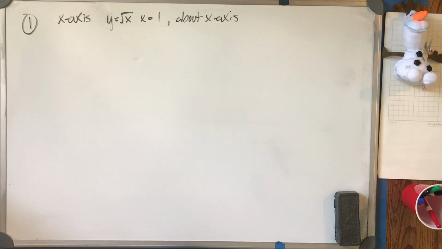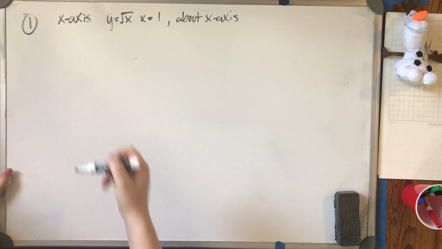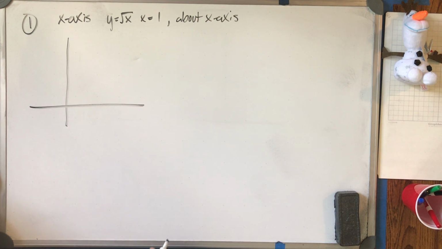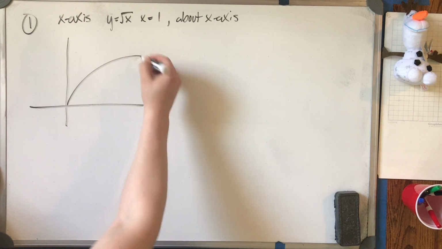So for example 1, we're being asked to find the volume of the solid formed by rotating the region bounded by the x-axis, y equals the square root of x, and x equals 1 around the y-axis. So the first thing we want to do is just find that region that we're going to rotate. So I'm going to start off by graphing the square root of x.